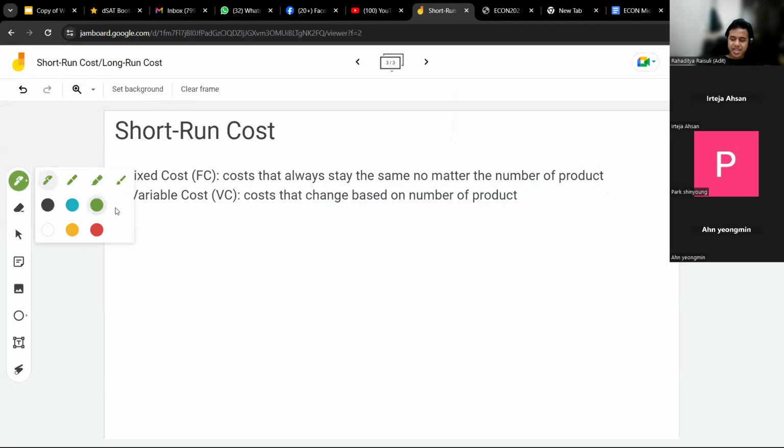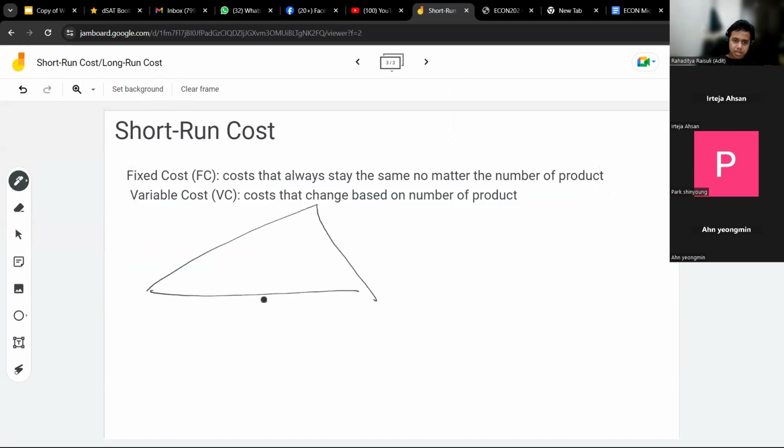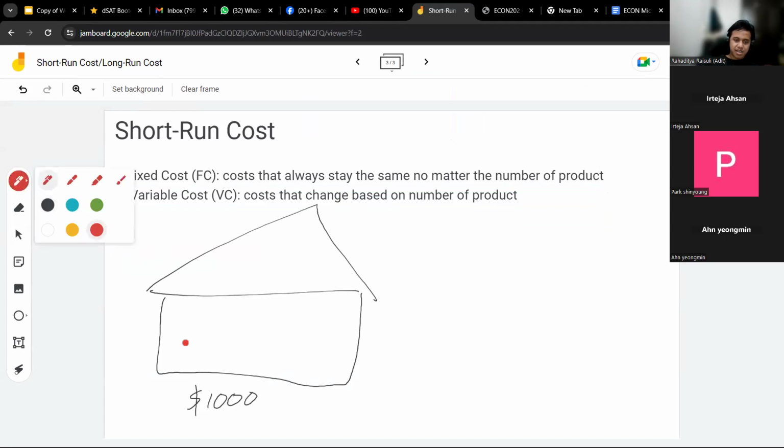A great example of this is let's say I buy a factory. When I buy a factory or a warehouse, this factory is what we call the fixed cost because I buy one of them. In this warehouse I'm making laptops. No matter if I make one laptop or 10 laptops, I still have to pay only 1,000 for the entire warehouse. So this warehouse is the fixed cost, the cost that stays the same.